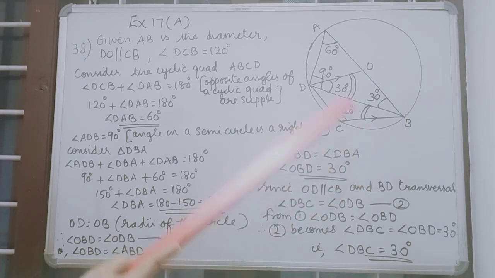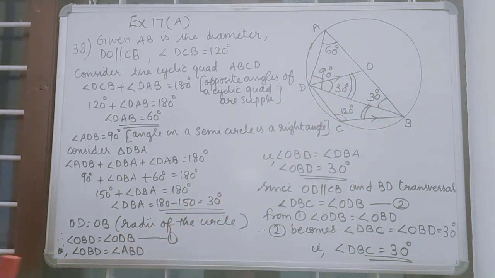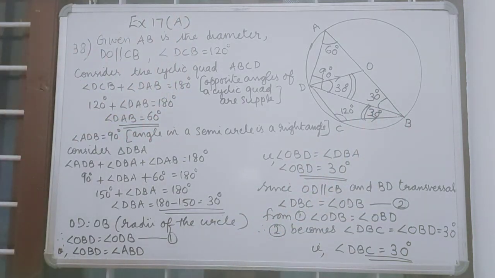So what about angle DBC? This angle also will be 30 degree. This angle will be 30 degree. So angle DBC is equal to 30 degree. DBC is 30 degree. That is the third part.